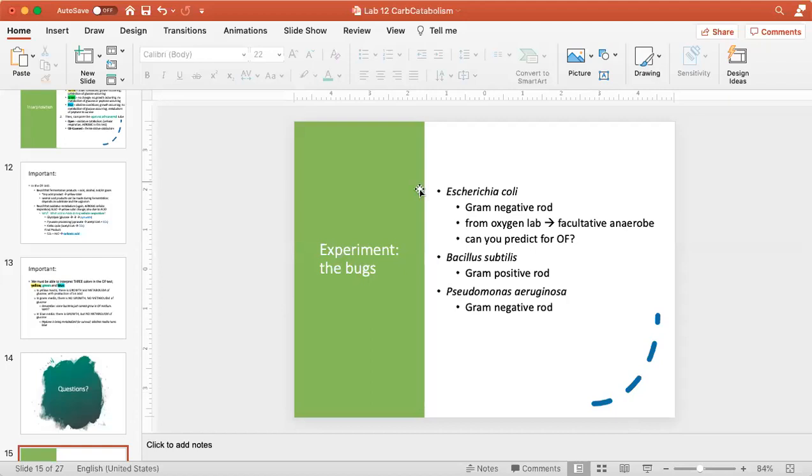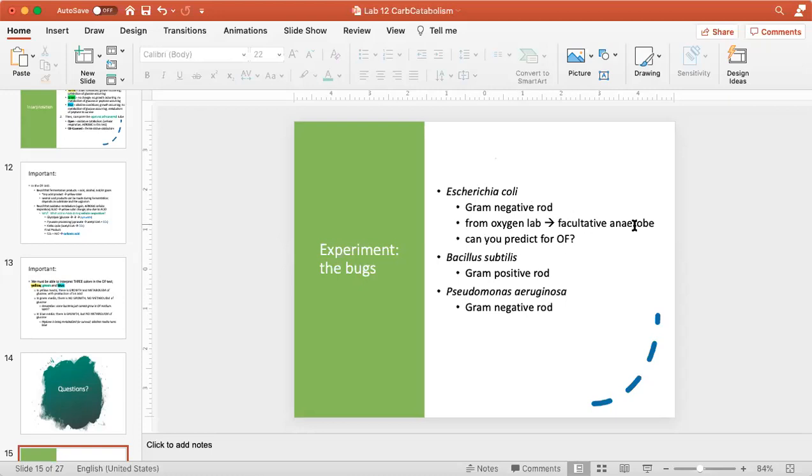We're going to use 3 bugs today. We're going to use our old friend E. coli because we love E. coli. We're going to use another organism we've seen before, Bacillus subtilis. And we're going to use another organism we've seen before, Pseudomonas aeruginosa. Remember, E. coli is a gram-negative rod. We learned from the oxygen category lab that it's a facultative anaerobe. Remember that? Bacillus subtilis is a gram-positive rod. And Pseudomonas is a gram-negative rod.